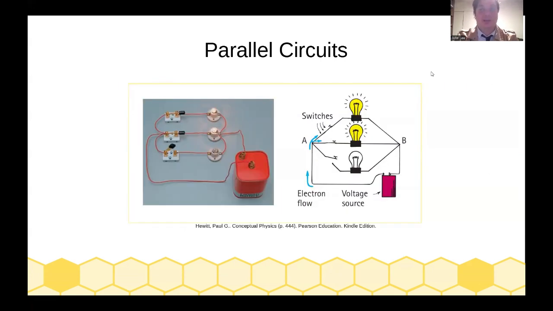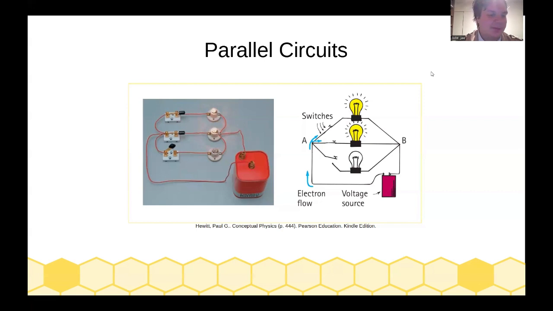Alternatively, we have parallel circuits, where instead of the current being passed through all of the components in a row, you have it set up so that the current is free to pass through whatever path it wants to go through. In this case, you have two switches which are on and one switch which is off, and the current is free to pass through the two switches that are on without worrying about the switch being off.